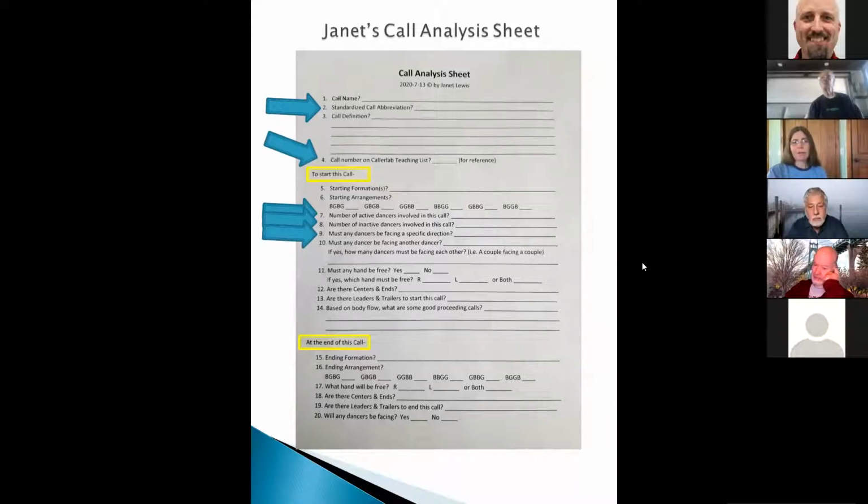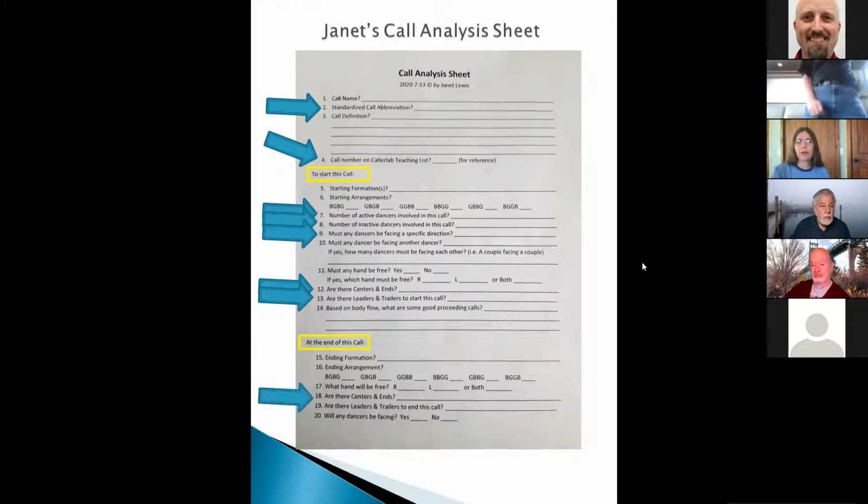I put in there some of the calls have a specific direction, like clockwise, counterclockwise, that the dancers must be facing. So I thought, okay, that's something that I would like to know. And then a lot of times we use centers and ends or leaders and trailers. And I noticed leaders and trailers are, at least in this area of the country, not used as often as it should be. So I thought that's something we really need to introduce dancers to more, is leaders and trailers.